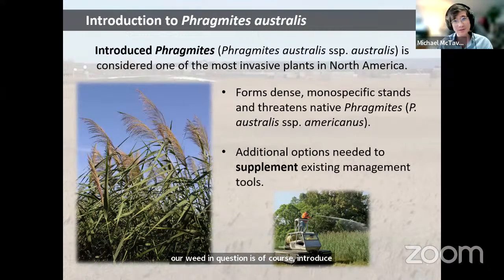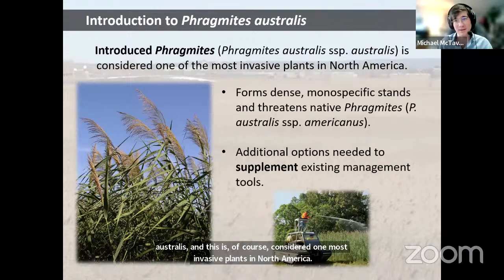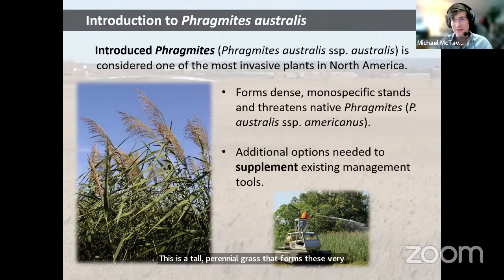Specifically, we're referring to the invasive non-native subspecies, Australis australis, and this is, of course, considered one of the most invasive plants in North America. This is a tall perennial grass that forms these very dense monospecific stands that have various economic and infrastructural impacts, as well as ecological impacts, which include threatening a native subspecies of Phragmites as well.